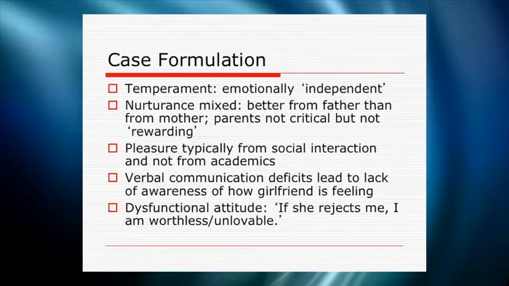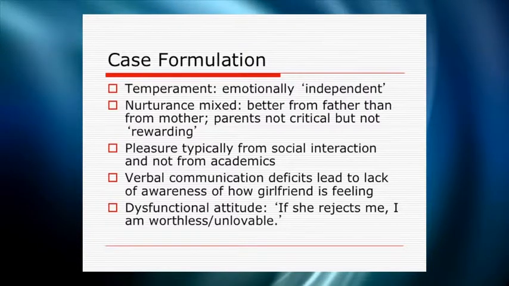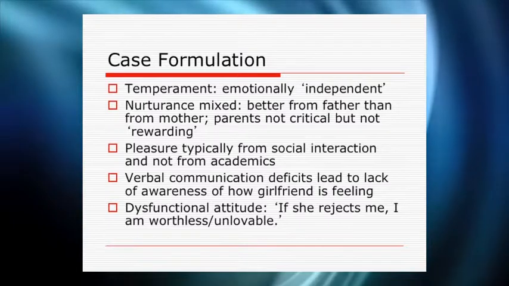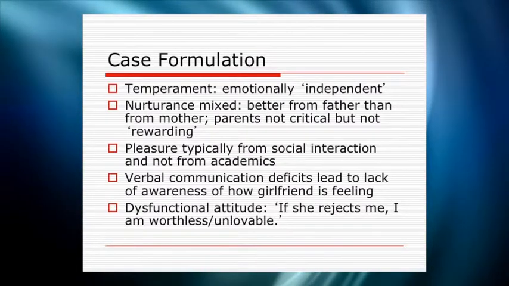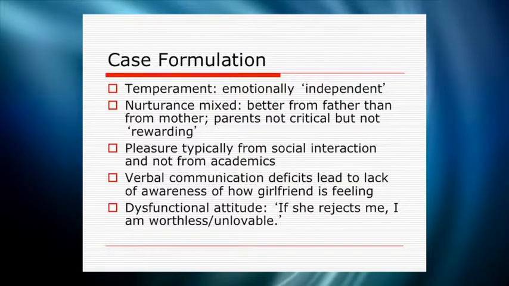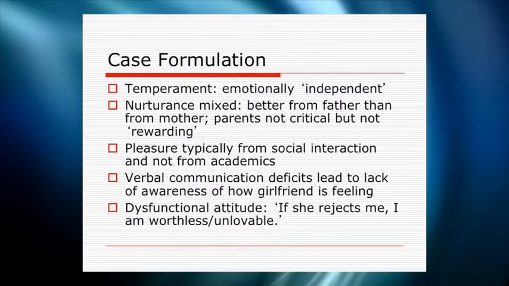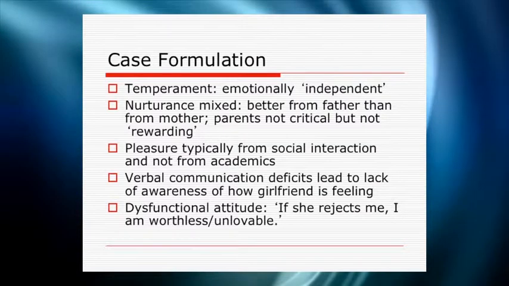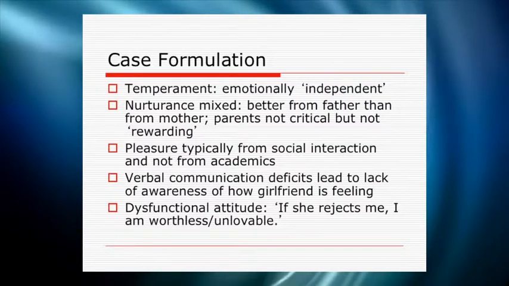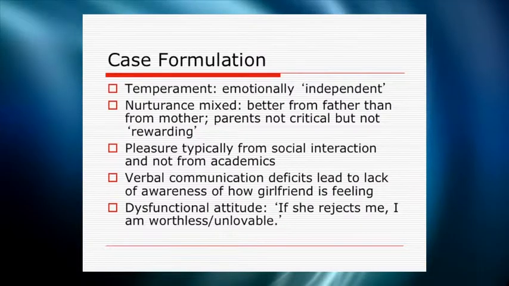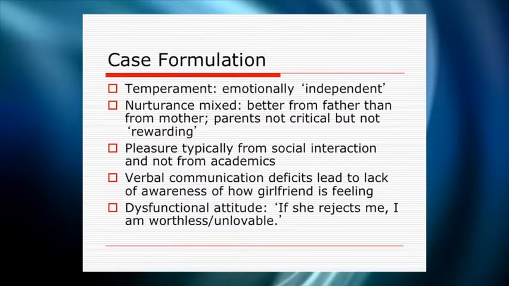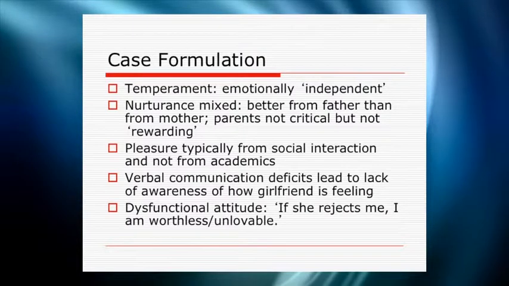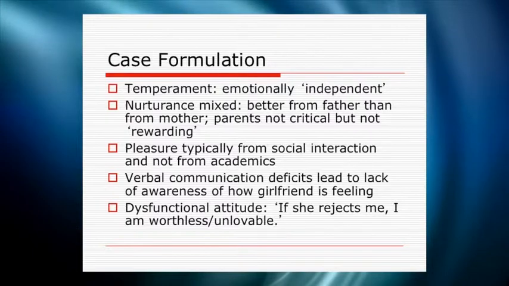His pleasure derived mostly from social interaction and not from academics. You've probably seen kids where that's the case, right? Verbal communication deficits, I think, actually led to his lack of awareness of how his girlfriend was feeling. When you went over this with him later, there were pretty clear signs that something was going to break here with the girlfriend, but he did not pick up on them. He just wasn't communicating with her. And his dysfunctional attitude, I would hypothesize, is: if she rejects me, I am worthless and unlovable.